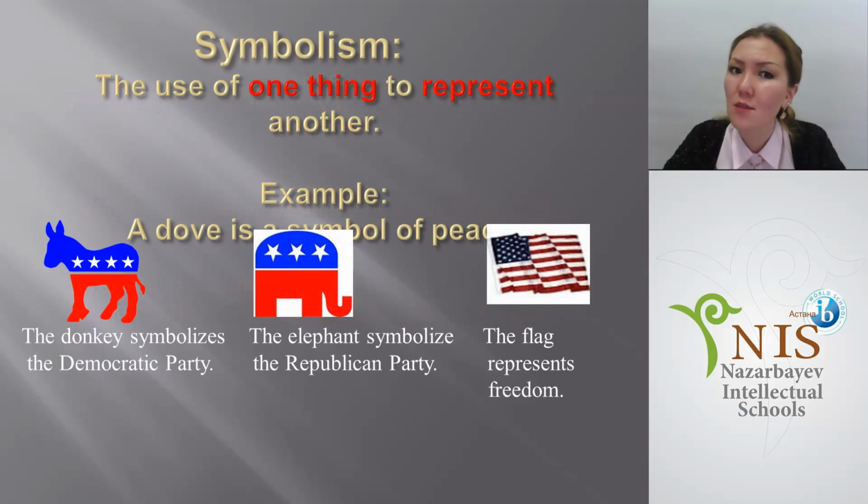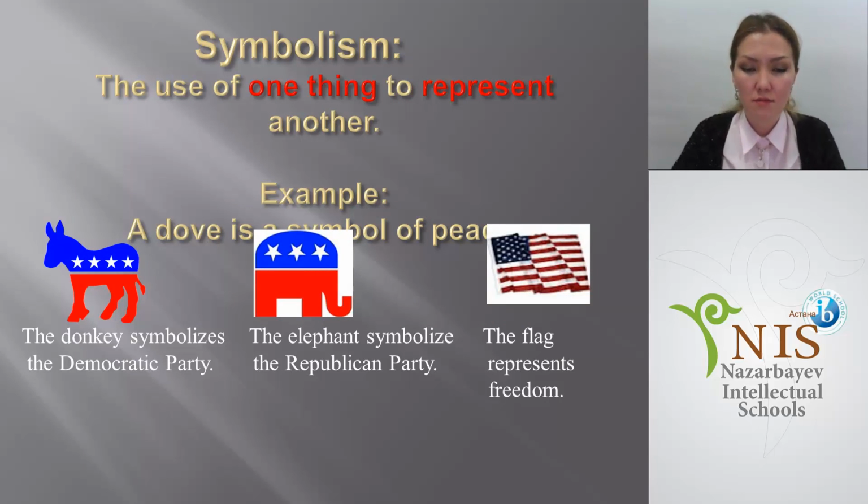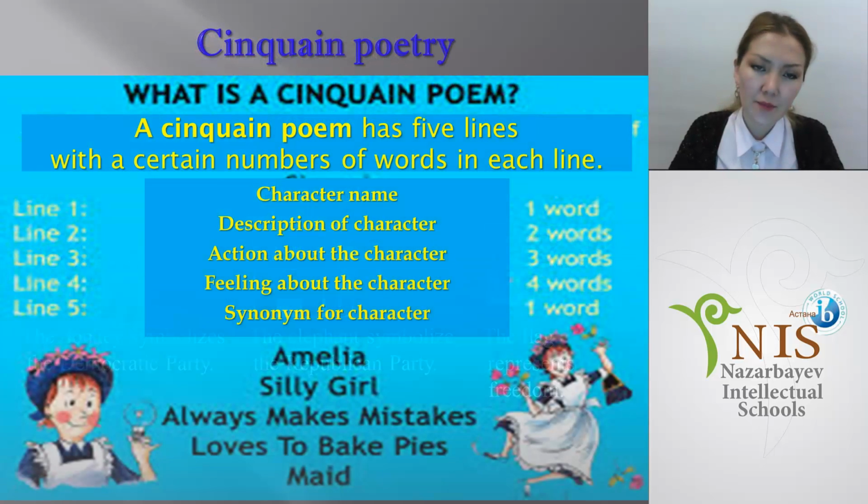Next one is symbolism, the poetic device. The use of one thing to represent another. So, for example, a dove is a symbol of peace. The donkey symbolizes the Democratic Party. The elephant symbolizes the Republican Party. The flag represents freedom. So this is a kind of poetic device like symbolism.